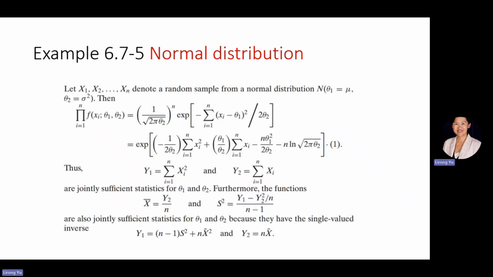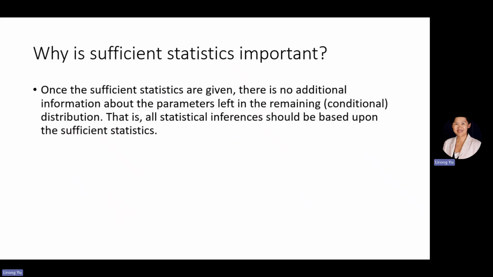So, what are the sufficient statistics for parameters theta 1, theta 2? Any questions? So this is an example of estimating two parameters at the same time using sufficient statistics.